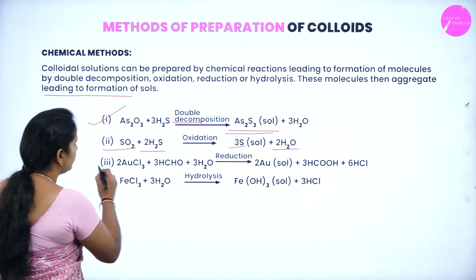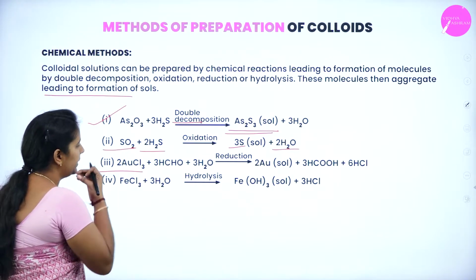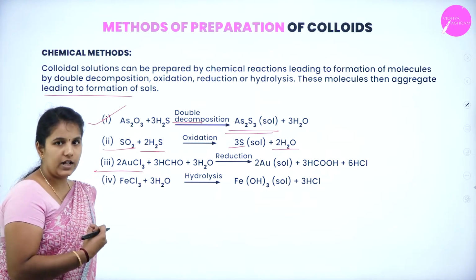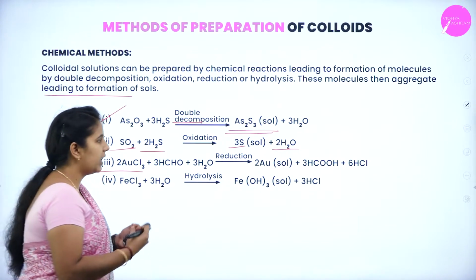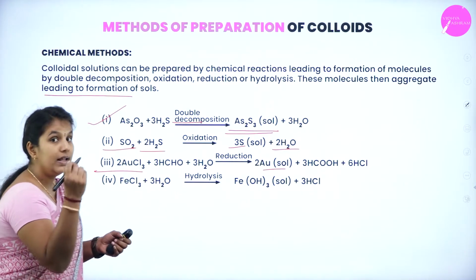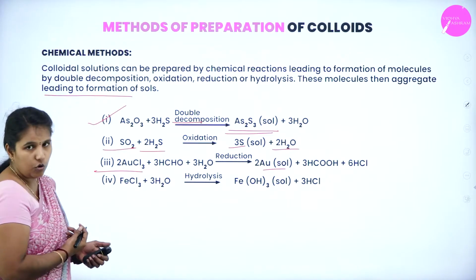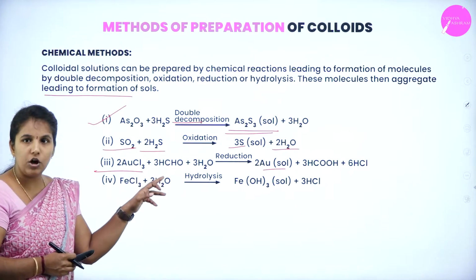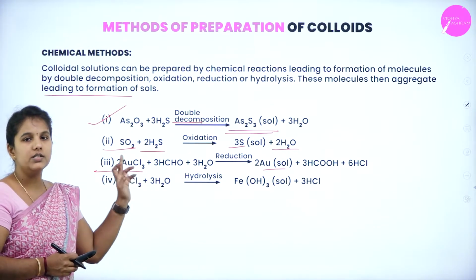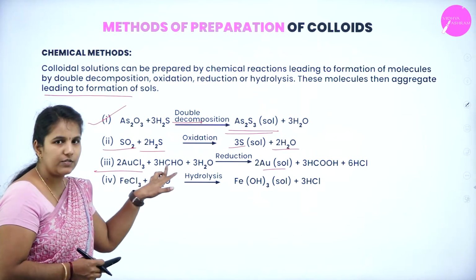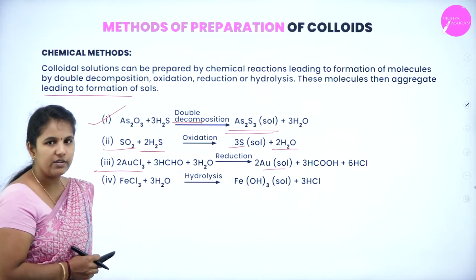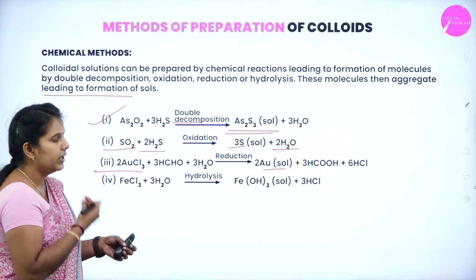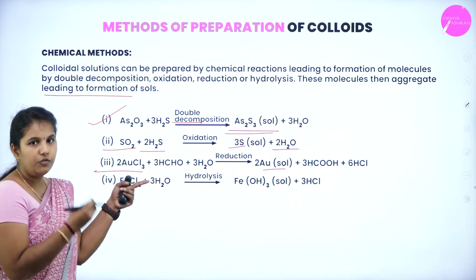Similarly, you can take AuCl3 plus formaldehyde in presence of water. This is a type of reduction where you are going to prepare a colloidal solution of gold that can be obtained from the salt of gold, that is AuCl3. Remember, you can prepare the colloidal solution of gold by taking the gold salts along with formaldehyde in presence of water, which gives rise to gold with the release of HCOOH and HCl. This is a type of reduction.